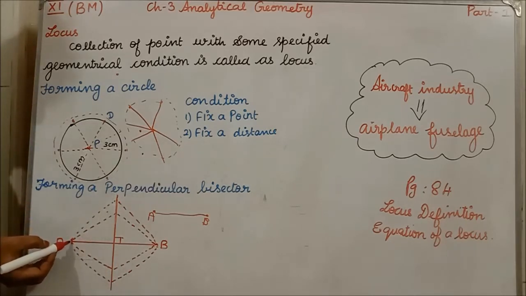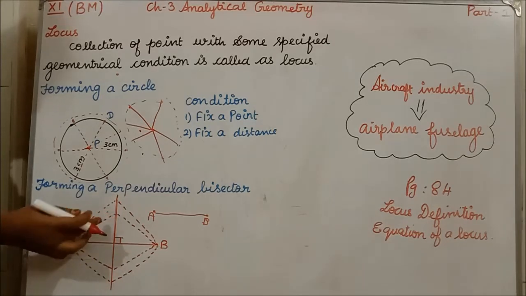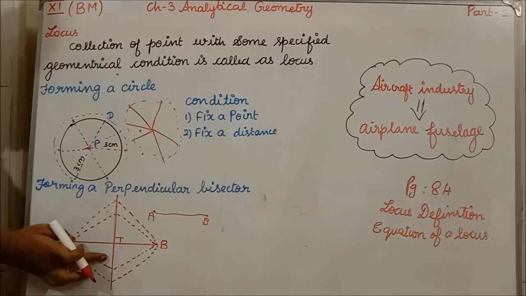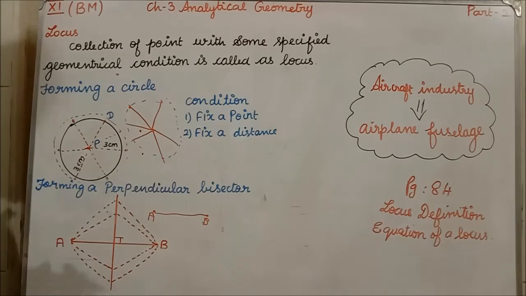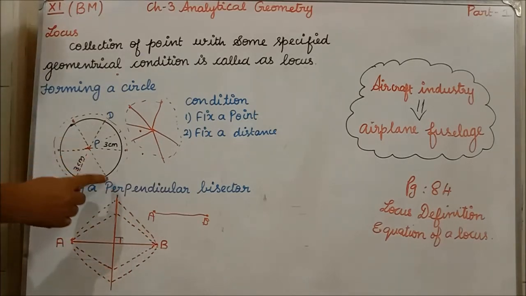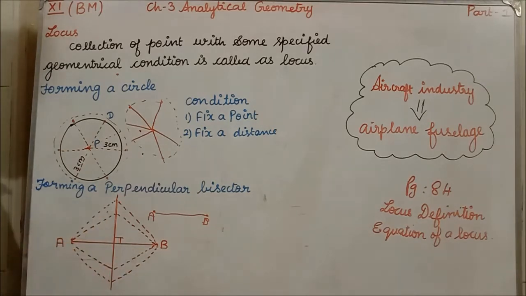See, from A to this point, if it is 3 centimeter, then here also you have to draw 3 centimeter. Below also you have to draw the same distance. Clear? So the points which are equidistant from the 2 points I have drawn using dotted lines. After drawing these, you have to join all the points. See, I have drawn a straight line after drawing the equidistant points. That line is perpendicular to the line AB. That perpendicular bisector is also called a locus.